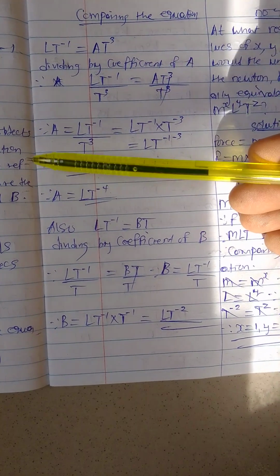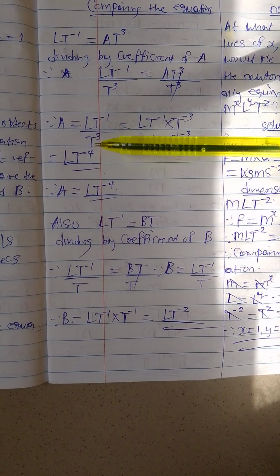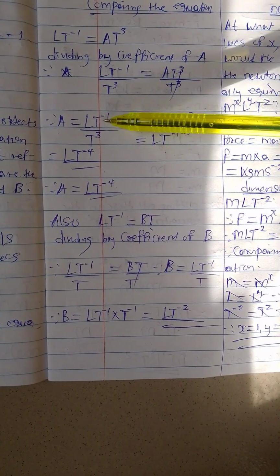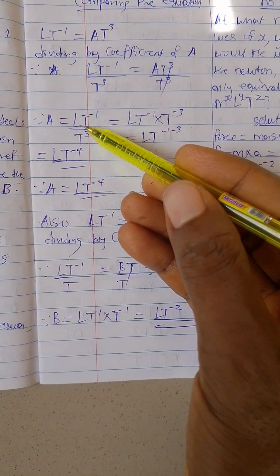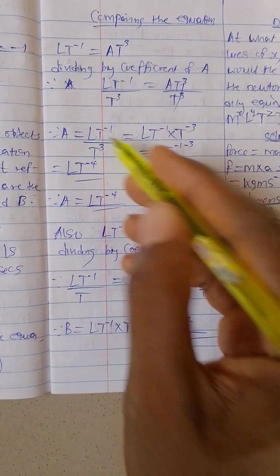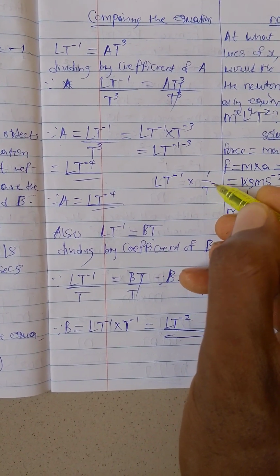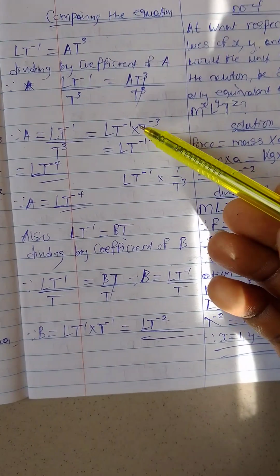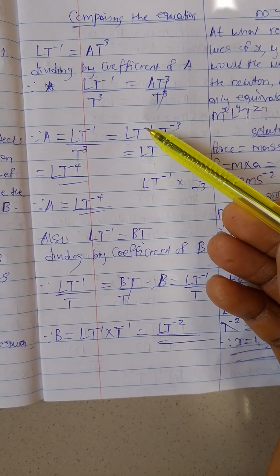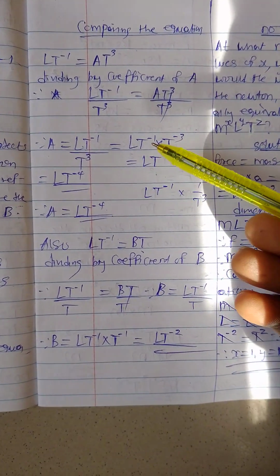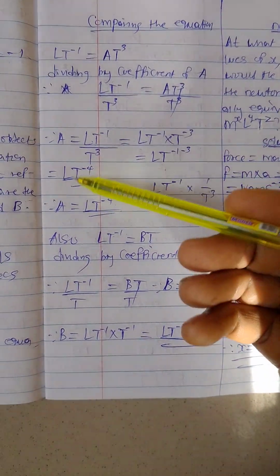LT raised to power minus 1 all over T raised to power 3, which is equal to LT minus 1 times, you know that if this T raised to power 3 moves over here, it is the same thing as T raised to power minus 3. Because this is the same thing as LT minus 1 times 1 over T raised to power 3, and 1 over T raised to power 3 is the same thing as T raised to power minus 3. So that becomes LT raised to power, now if you add the indices, minus 1 minus 3 is the same thing as minus 4. So therefore the dimension for a is LT raised to power minus 4.